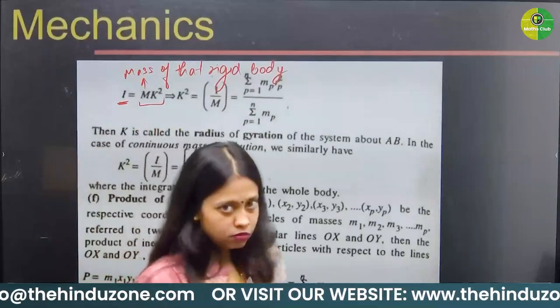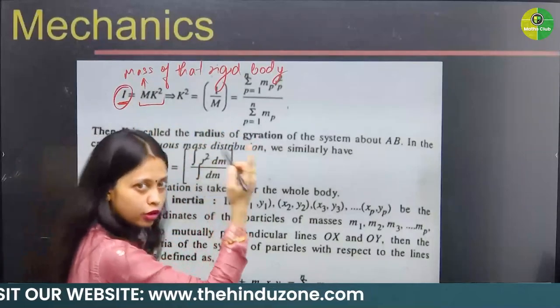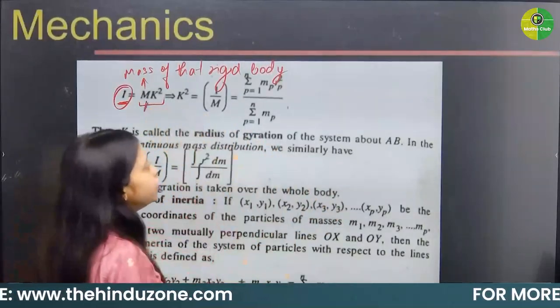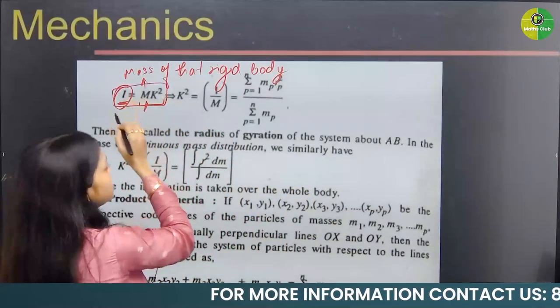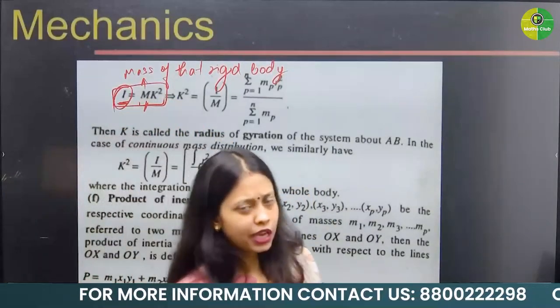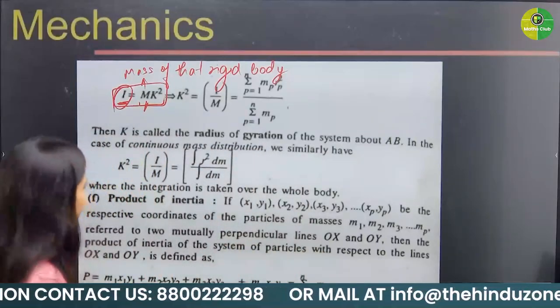This k will obviously be a real number. You know what I, the moment of inertia, is, you have already calculated it. This m, we already know, the total mass of the rigid body, mk square. Now when you equate them, this is just an equation, you have to solve for the value of k, and that k is called the radius of gyration. Okay? This was it for this concept.